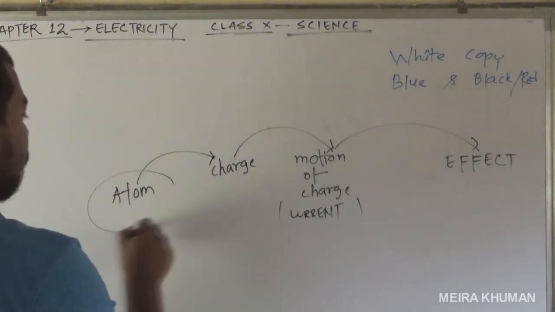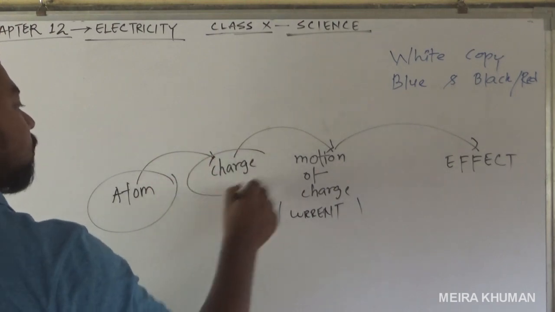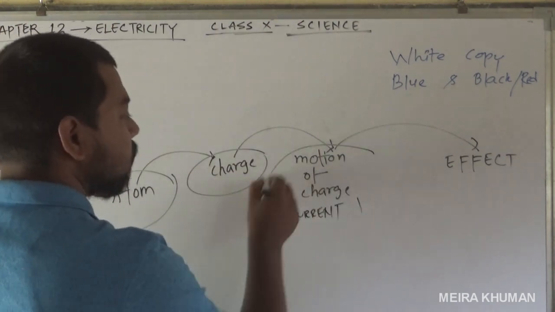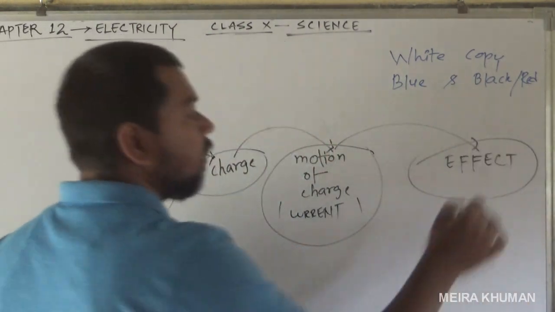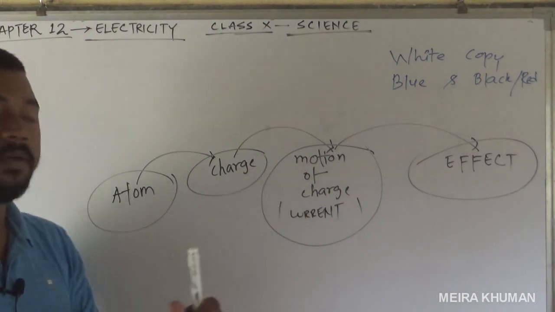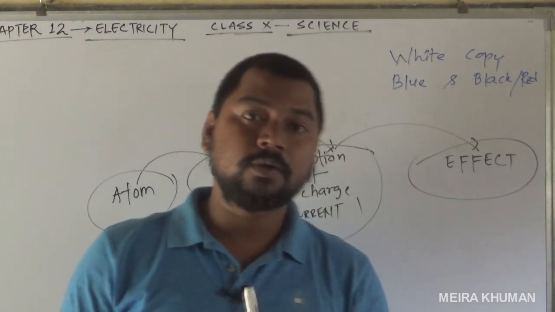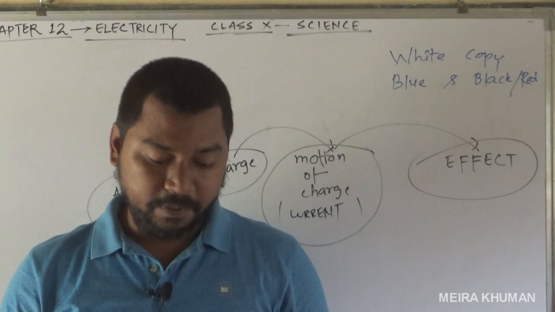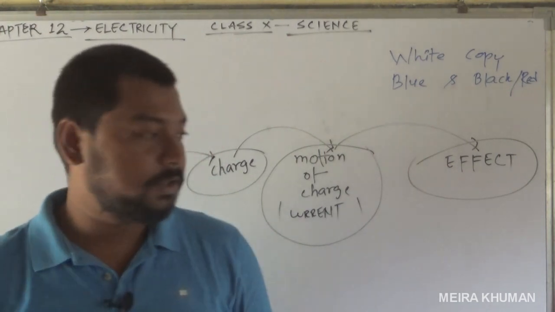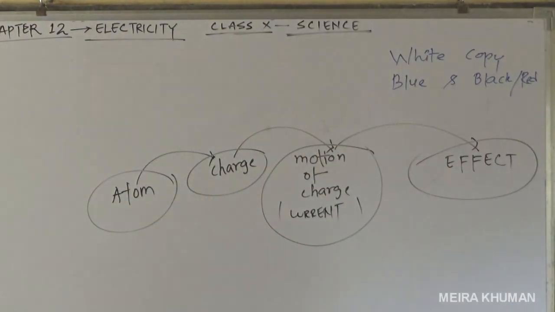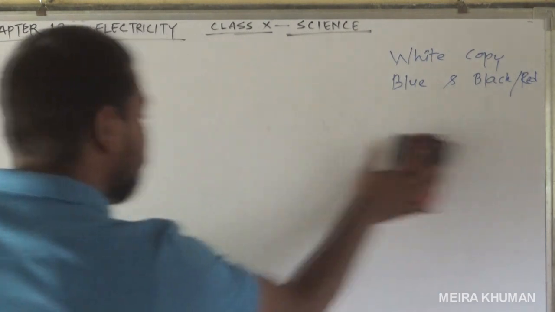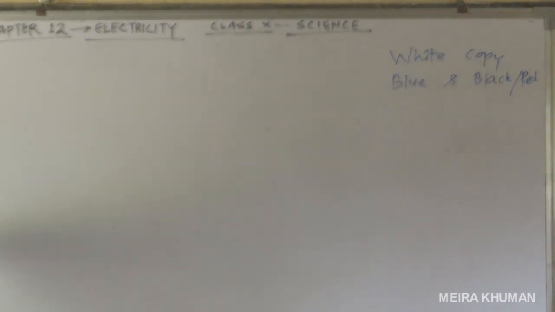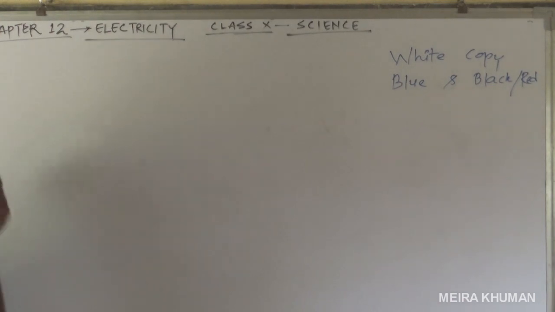First of all, we will understand what an atom is, and thereafter what charge is. Then we will consider the motion of that charge, and thereafter the effect of that current. This is all we are going to study in this chapter. Please be patient while going through the lecture. So let us start with our chapter, electricity. In our earlier classes, in 7th, 8th and 9th standard, we have seen what an atom is. Let me give you a very simple idea regarding an atom.